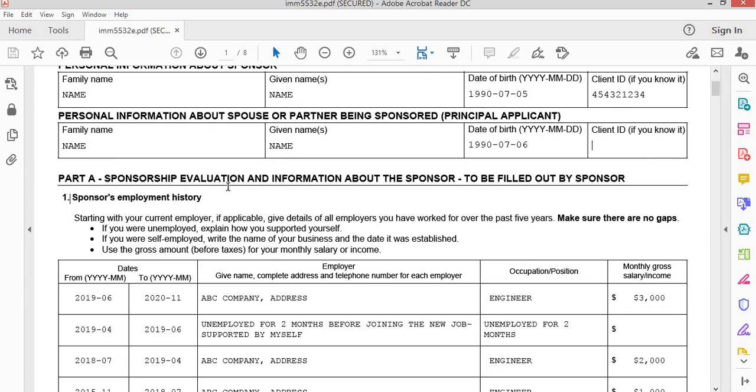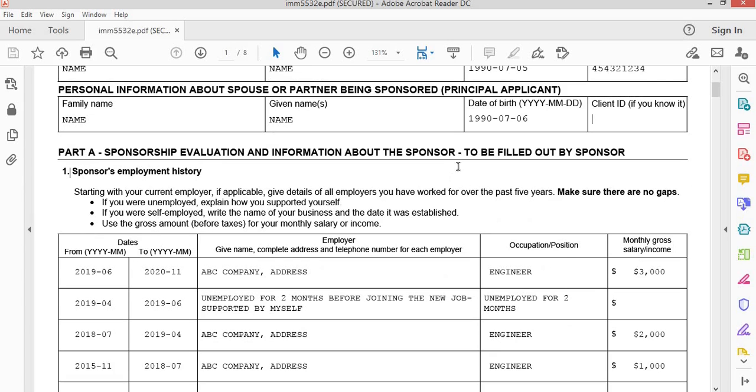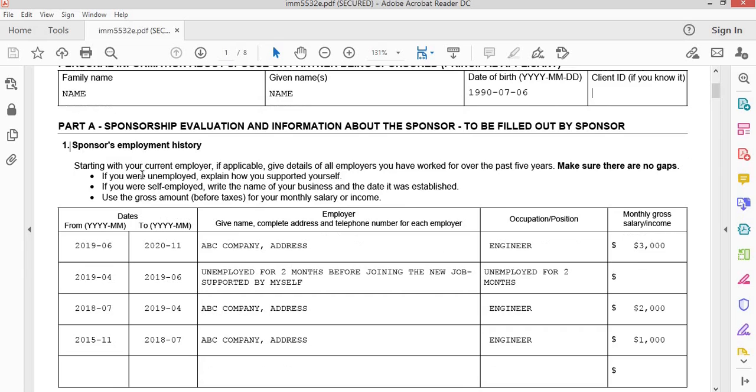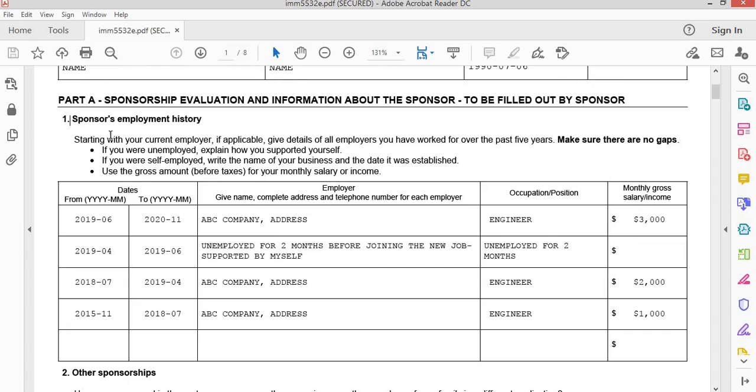Then part A is sponsorship evaluation and information about the sponsor. So this section is to be filled by the sponsor. First is the sponsor's employment history. So starting with your current employer, if applicable, give details of all the employers you have worked in over the past 5 years. And in case you have not worked anytime between the 5 years, you have to fill in that information as well.